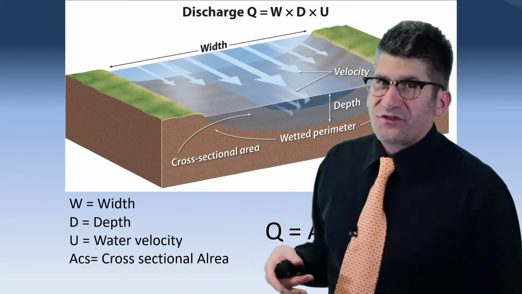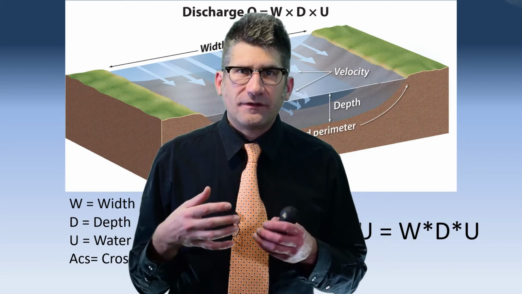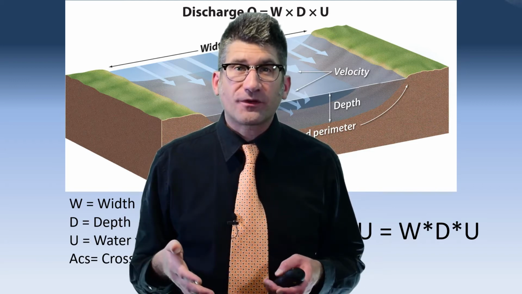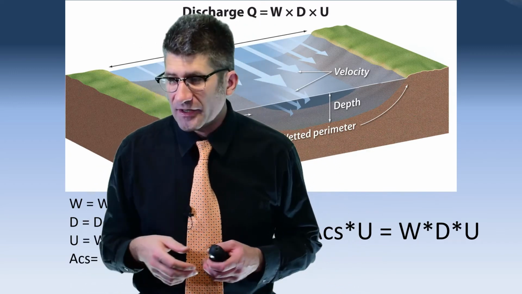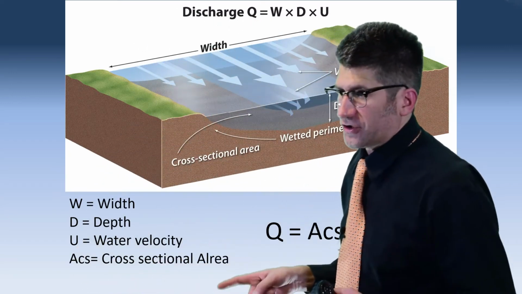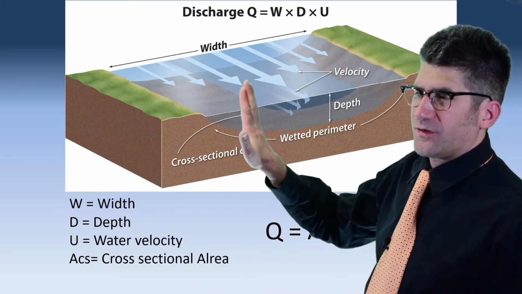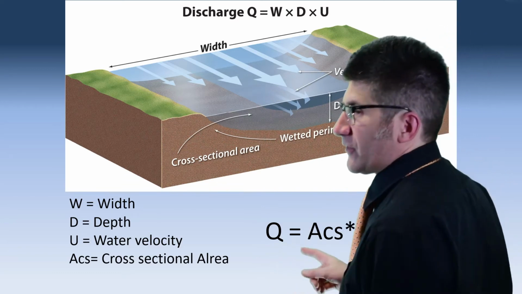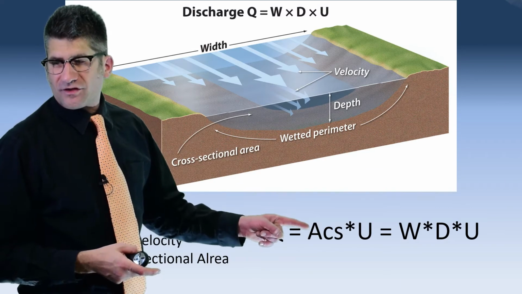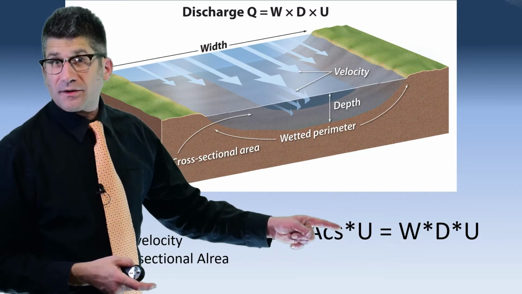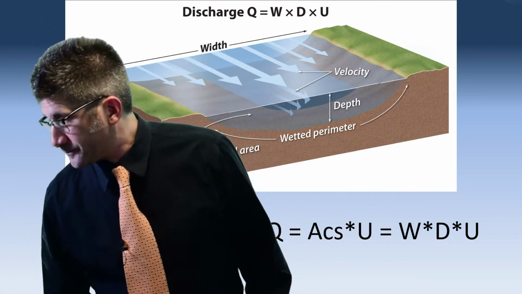So oftentimes with rivers we'll see discharge in units of cubic meters per second in SI units, or in the English system, cubic feet per second, which are very common ways we quantify that discharge. Some other terms here: this A_CS is the cross-sectional area of the channel, so it's the depth multiplied by the width. So we can think about discharge as the cross-sectional area multiplied by the velocity, or the width times the depth, multiplied by the velocity.